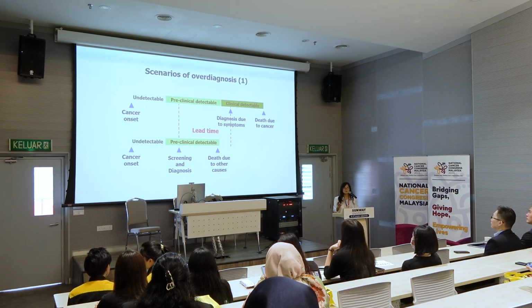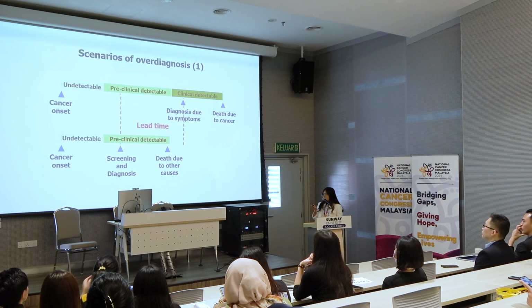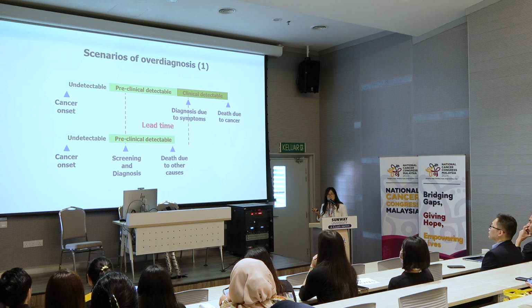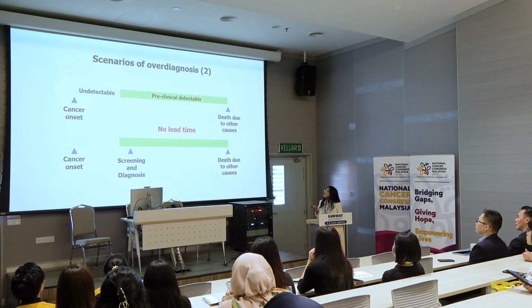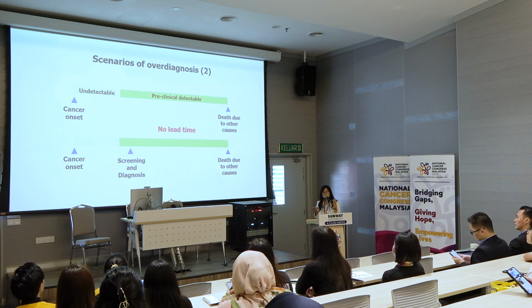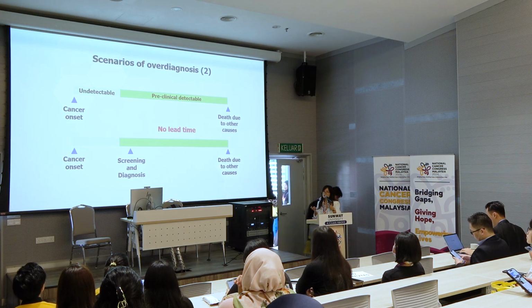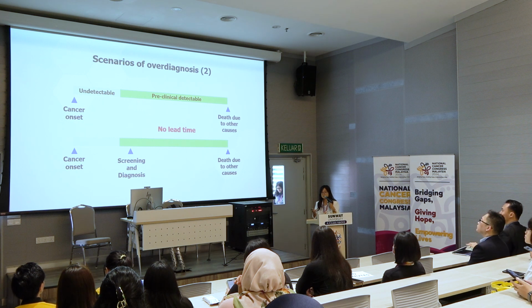There are 2 scenarios of overdiagnosis. The first one is if death due to other causes occurs before cancer can cause death. And very often it can occur even before cancer can cause symptoms. Another scenario is that some cancers progress very slowly, and some of them could even regress. And so in a person's limited lifetime, the cancer may not cause symptoms or cause death.